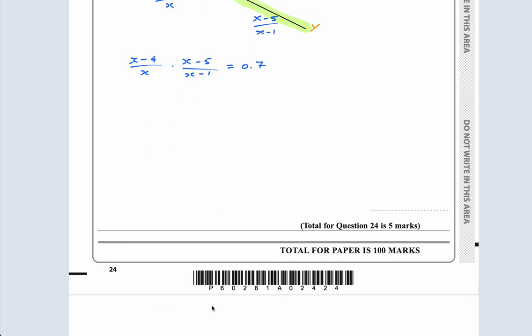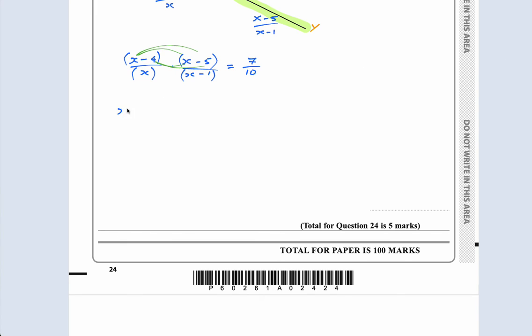How do I solve this? Well, not necessarily easily, so let's do it. Instead of 0.7, guys, if you don't mind, I'm going to put 7 over 10, just so I can cross multiply. But before I even think about cross multiplying, I'm going to multiply these out. So I have 2 fractions, so I need to do top times the top, bottom times the bottom. So what's X minus 4 times X minus 5? I need to do X times X, X times minus 5, minus 4 times X, minus 4 times minus 5.